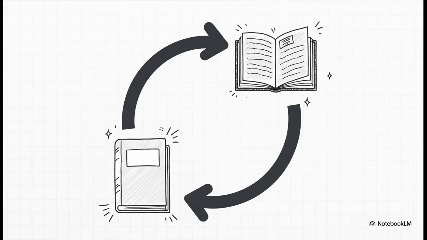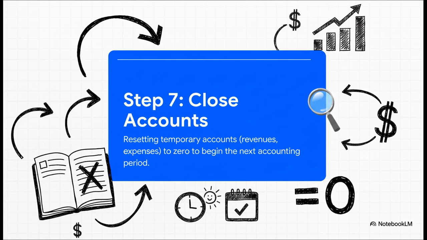But here's the thing about a cycle, right? It repeats. The story for this period, say this year, is told, but the business keeps operating. So the final steps aren't just about finishing the reports. They're about resetting the system and getting ready to start the whole process over again for the next period. This is done through a process we call closing the accounts.